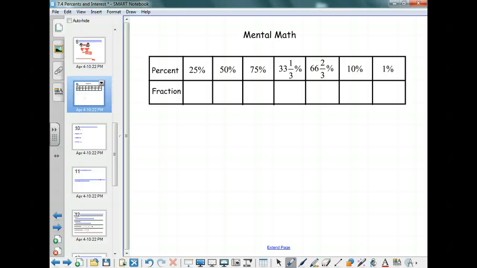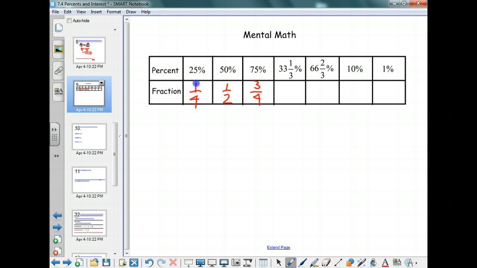It would be good to know whether it's a good deal or not, because just because it's a percent off doesn't mean it's a good deal. All right, so 25% is a percent, and we want to know the fraction that's related to it. What fraction is 25% related to? 1/4, right? What fraction is related to 50%? It's 1/2. And 75%? 3/4.